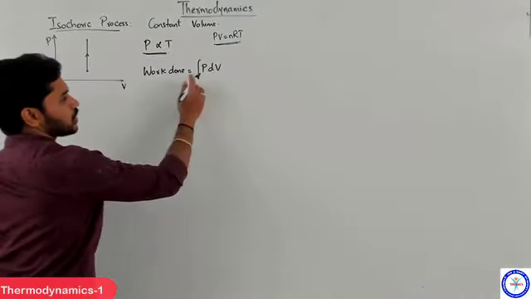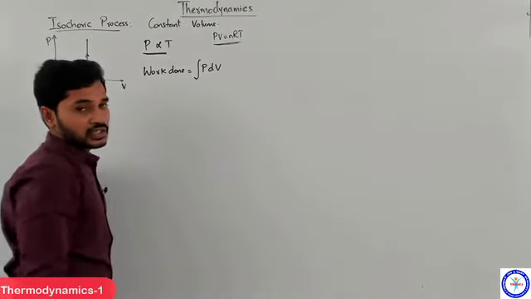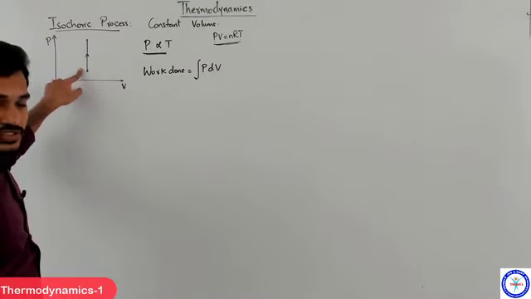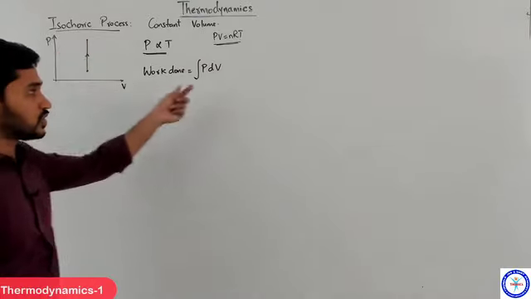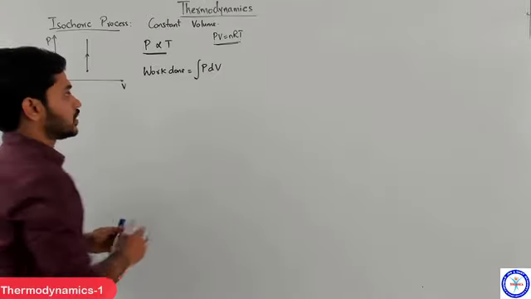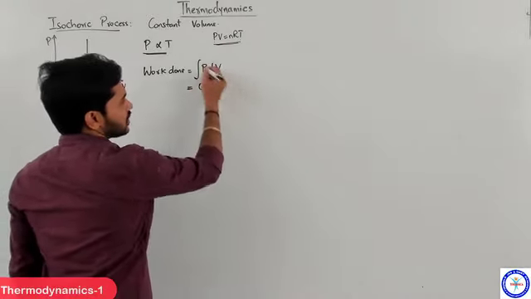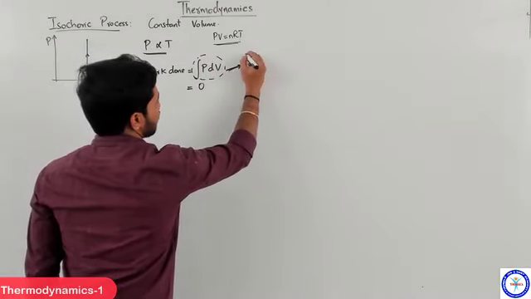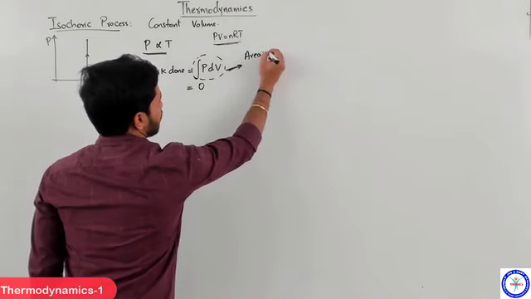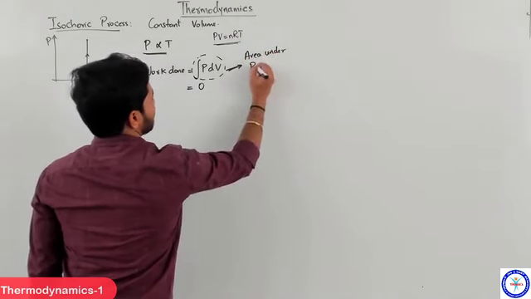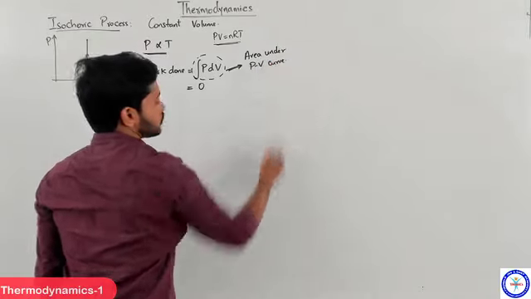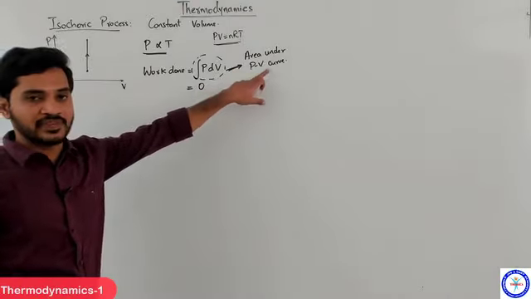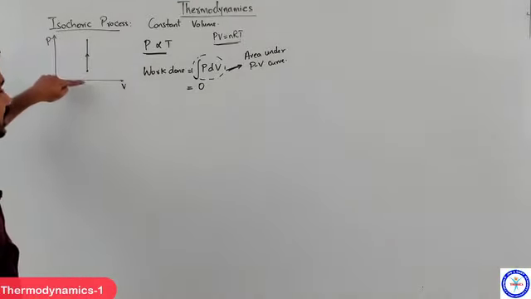Now work done, the usual definition for work done is the integral of P dV, and by definition we can say that in an isochoric process the change in volume is 0. So therefore work done will be 0. See, this integral P dV can also be understood as the area under the P versus V curve. Yes or no? Integral P dV, integral y dx. So integral P dV is the area under the PV curve. So the area under this line is 0.